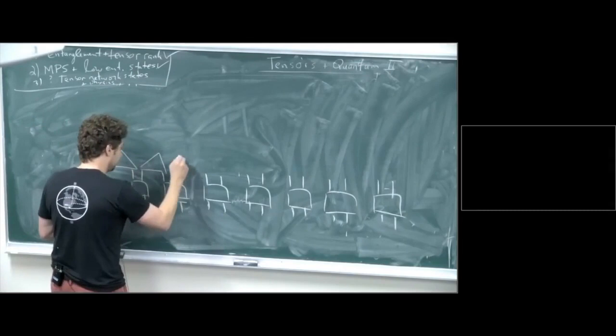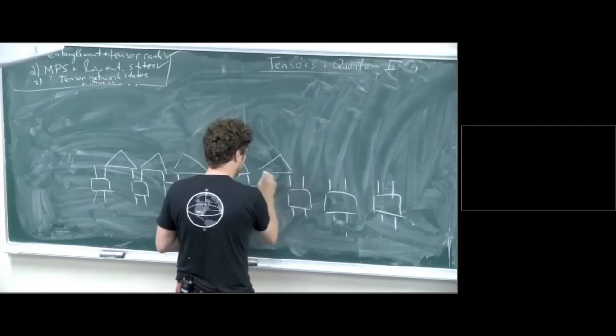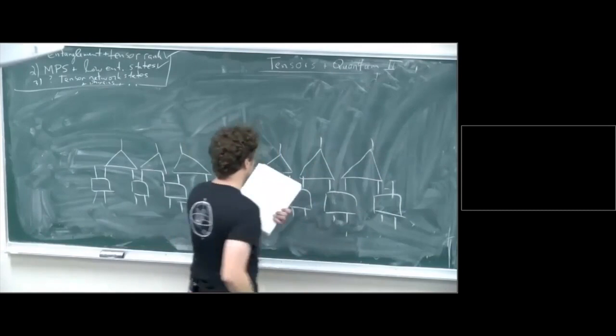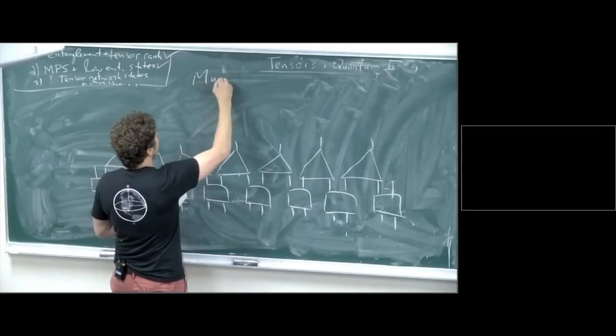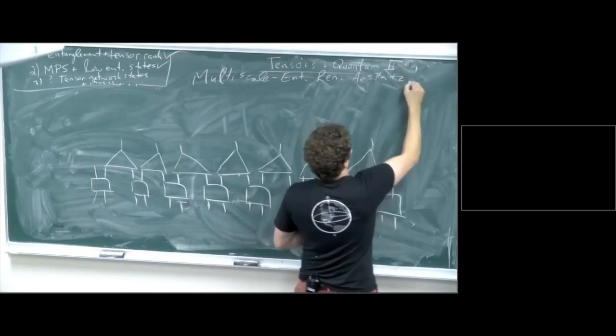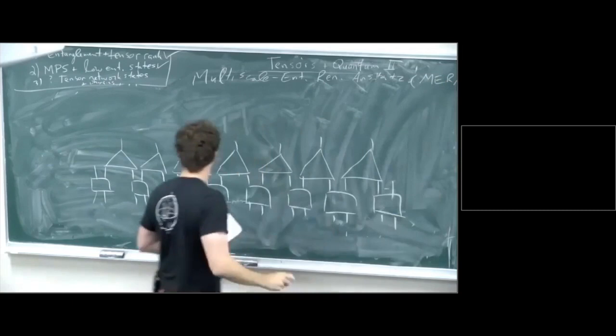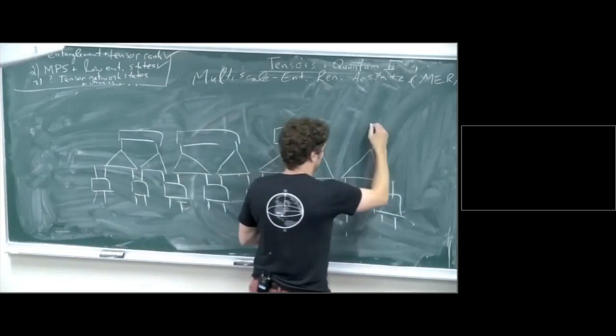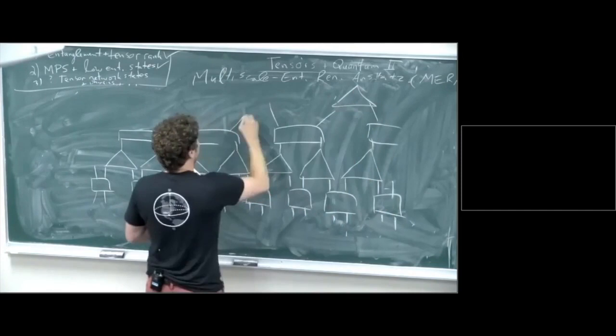So first I'll draw the picture, and then I'll talk to you about what it means. All right? There are now two kinds of tensors in the picture instead of one. I should have said the name. This is called a multi-scale entanglement renormalization ansatz, MERA. Okay, is it clear what's happening yet? Because I ran out of space.